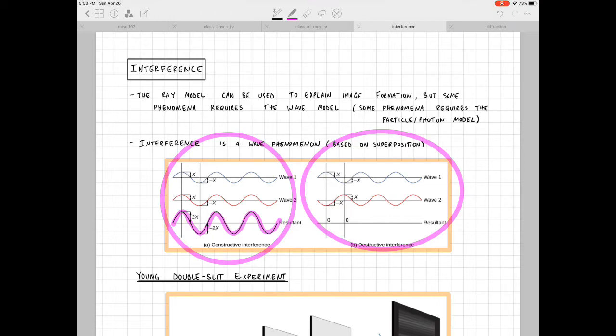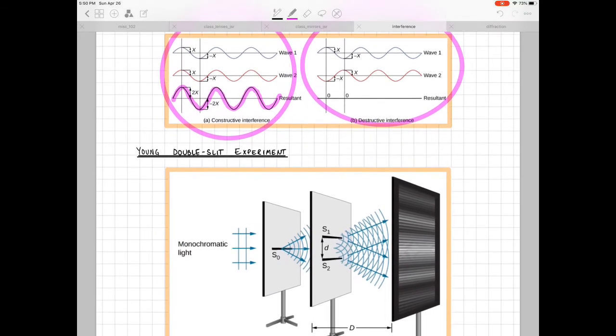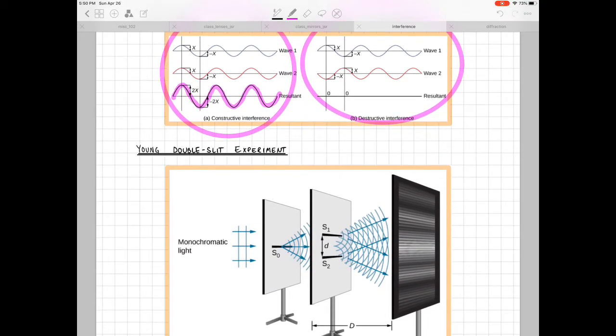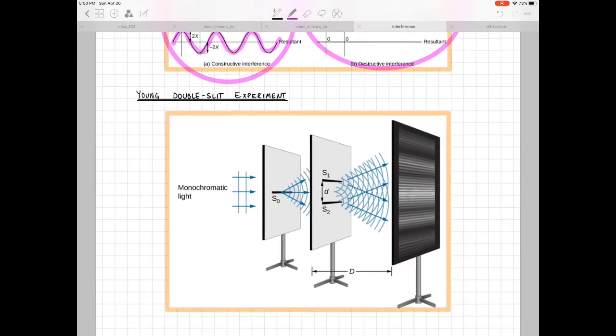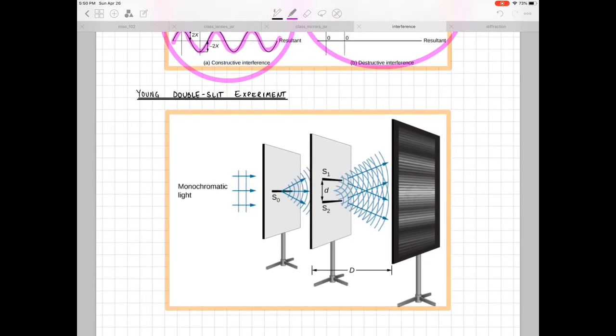interference. And so the most famous example of interference was the Young double slit experiment, which was done in the early days when light was just beginning to be studied and attempted to be understood, where there were discussions about whether light was a particle or whether it was a wave. This double slit experiment demonstrates definitively that light has wave-like properties, because interference can only be explained as a wave.